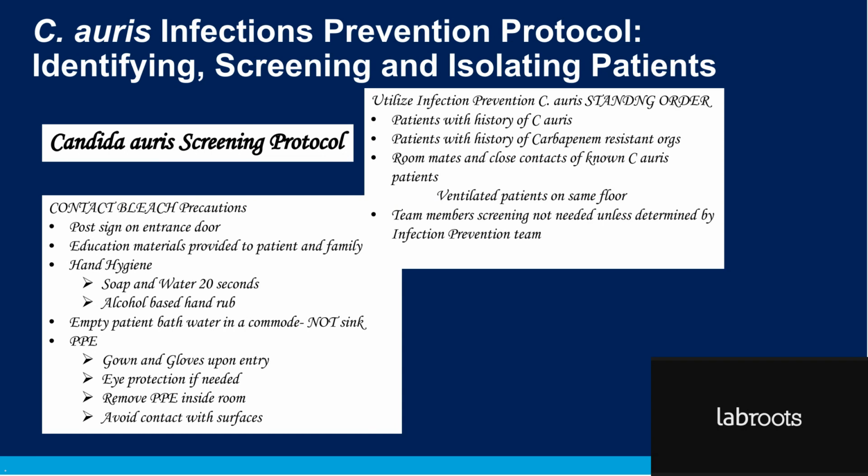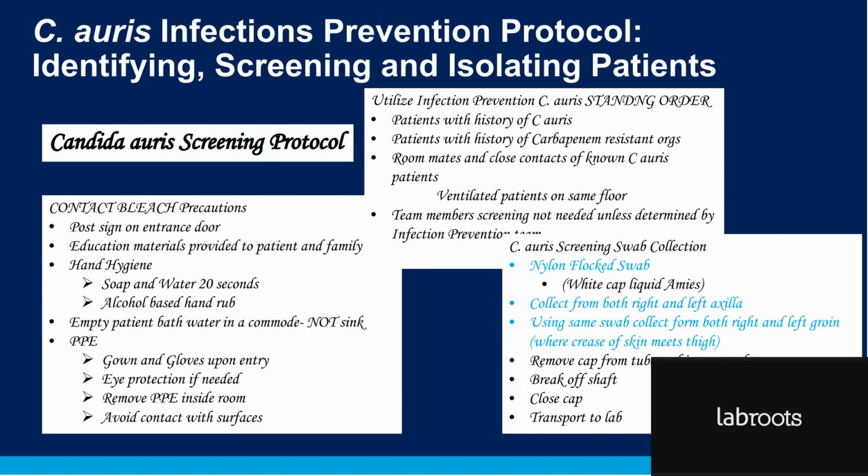We put in charge the infection prevention team to identify patients and gave them some tools, such as what we call a standing order for patients with previous histories of C. auris. As I said before, patients with a history of carbapenem-resistant organisms, roommates, and so forth. And so infection prevention has been in charge of screening patients who are at risk of being colonized, and we have developed very precise guidelines on what to use.